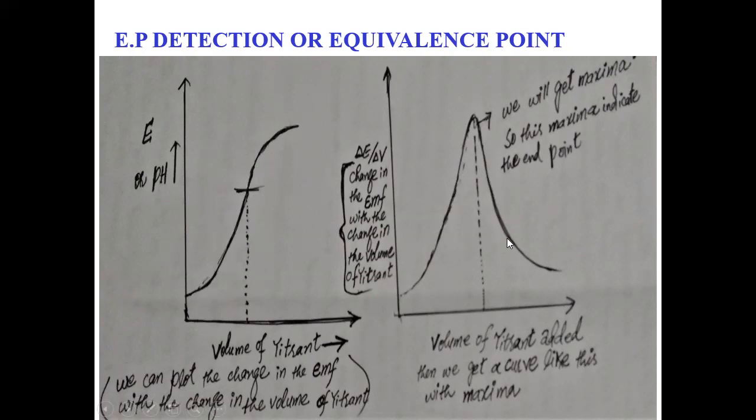The next graph you can see on the x-axis, the volume of titrant added, and on the y-axis, delta E divided by delta V. Delta E means the change in the EMF with the change in the volume of the titrant. We will get a maxima. So this maxima indicates the endpoint. So this is the equivalence point or endpoint detection.